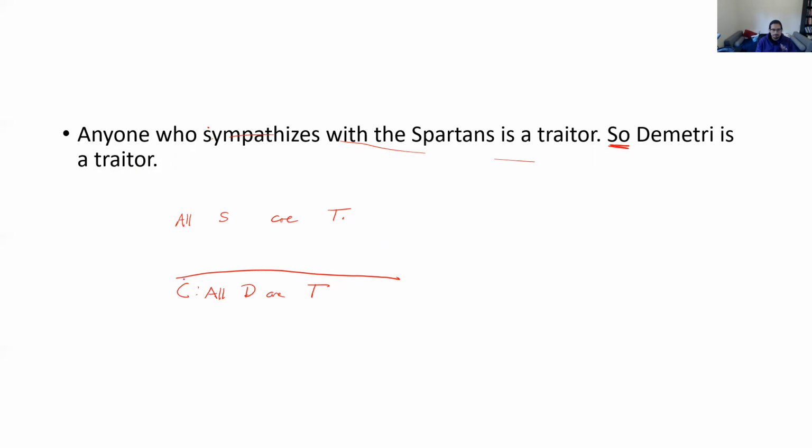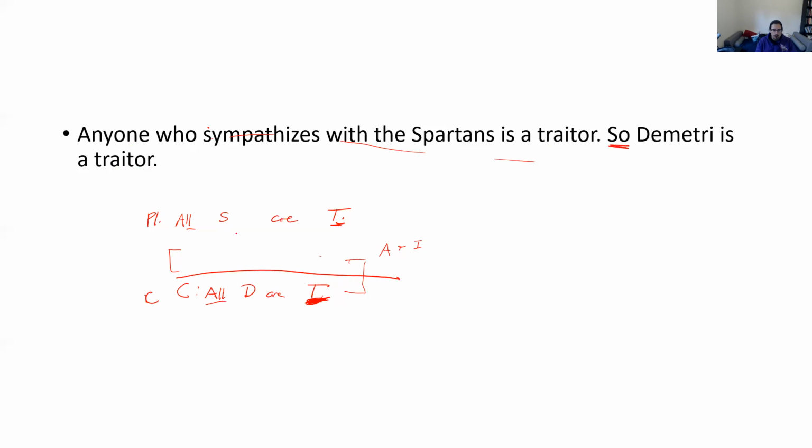Now, once again, we see that our major term, the predicate of the conclusion, is already up here. So we know that this is premise 1. Just like before, we notice that we do not have any negative statements. Therefore, we don't have to worry about rule 3, which says we cannot have more than one negative premise. But in order for it not to break rule 4, we have to make sure that it's affirmative. So once again, this must be either A or I.